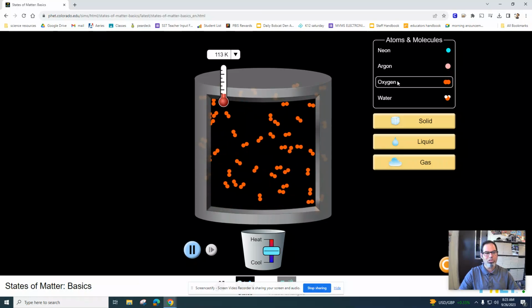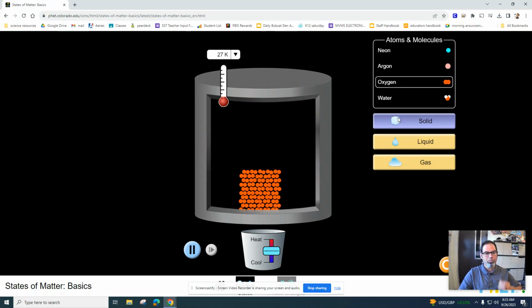Now today we are going to start with oxygen. As we look at oxygen, there are a couple things that we want to keep in mind. With oxygen in its solid state, I've clicked on solid here, we can see how the particles are moving, how the particle motion is inside of this simulator. We can also look right up here and see what the temperature is inside of the simulator. We can see here that a solid state of oxygen will be at 27 degrees Kelvin.